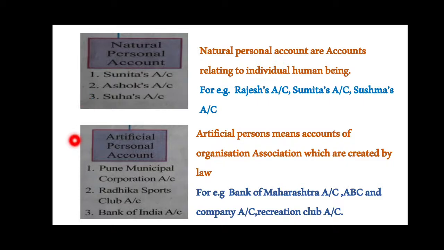The next is artificial personal accounts. An artificial personal account means the account of organizations and associations which are created by law. The examples are Bank of Maharashtra, ABC and Company account, Recreation Club account, Pune Municipal Corporation account, Radhika Sports Club account, Bank of India account, and many more. So the accounts of organizations created by law are nothing but artificial personal accounts.